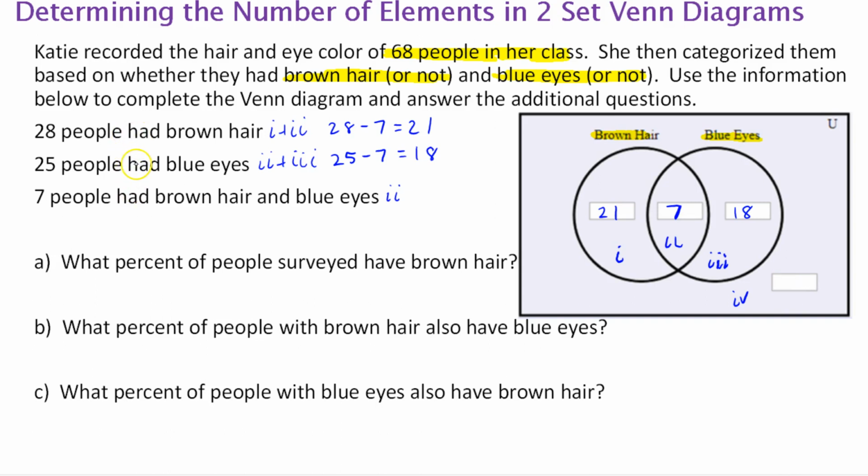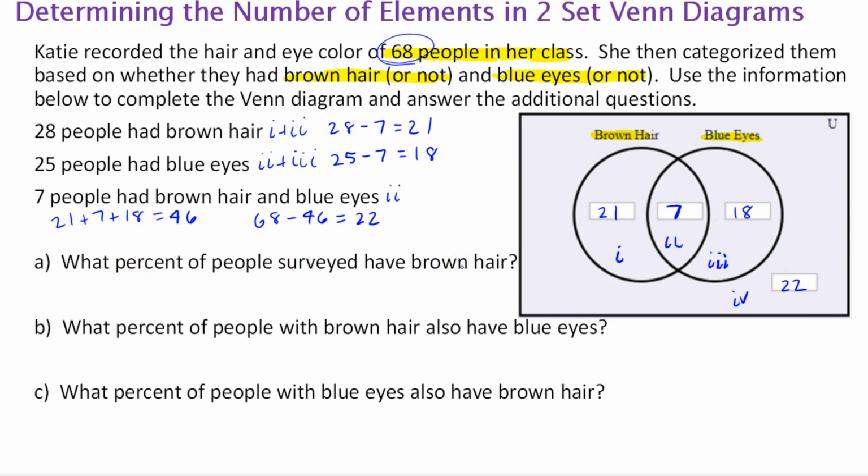So we've gone through this information, but notice on top they told us that there's a total of 68 people. That means these four numbers have to add up to 68, and we have 3 of them. So if we add up 21 plus 7 plus 18, we get 20, 30, 46. And that means the 4th piece is 68, the total, minus the 46 in the other 3 regions. And that gives us 22. So now we've completed all of the pieces in the Venn diagram.